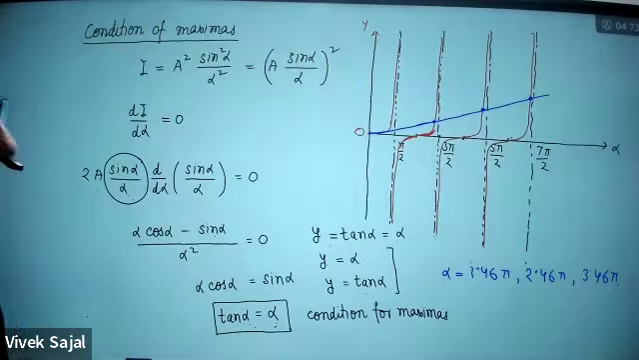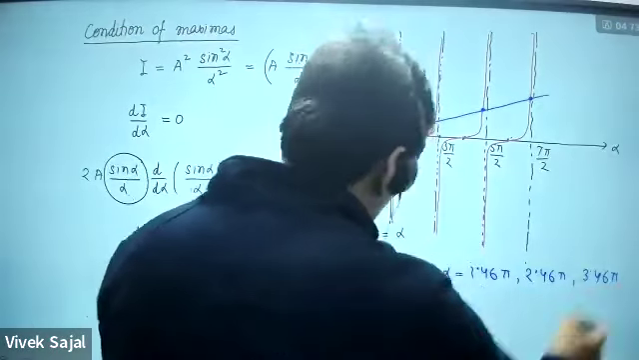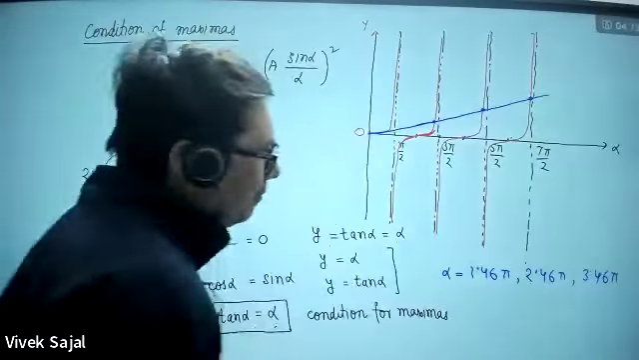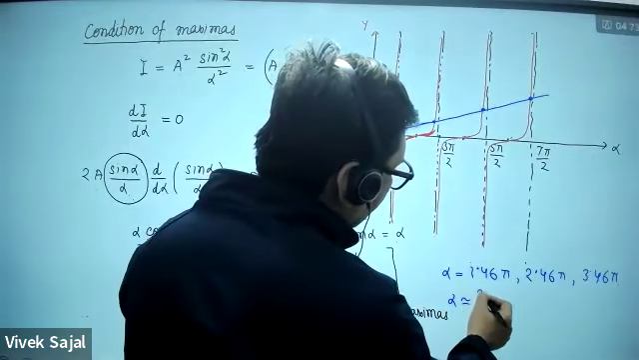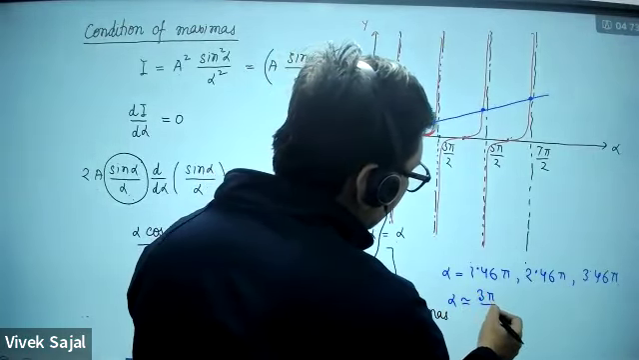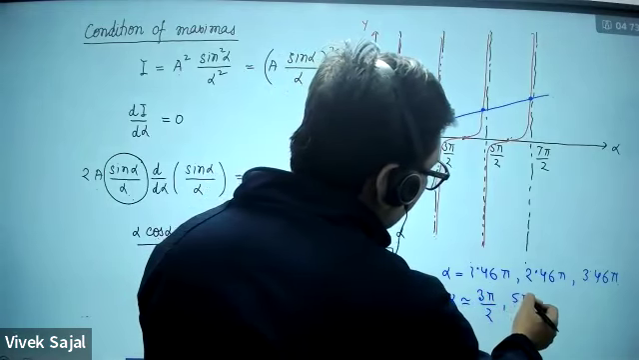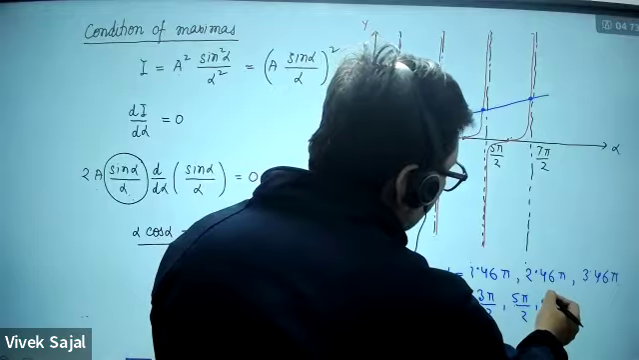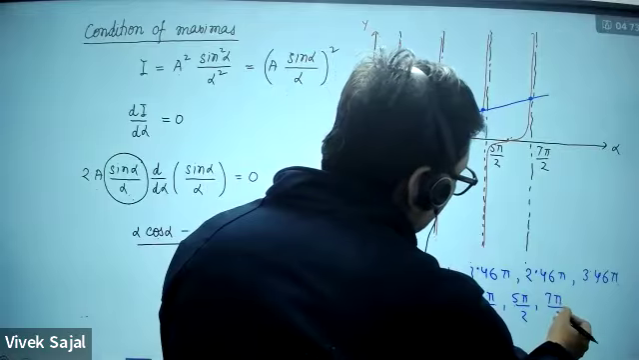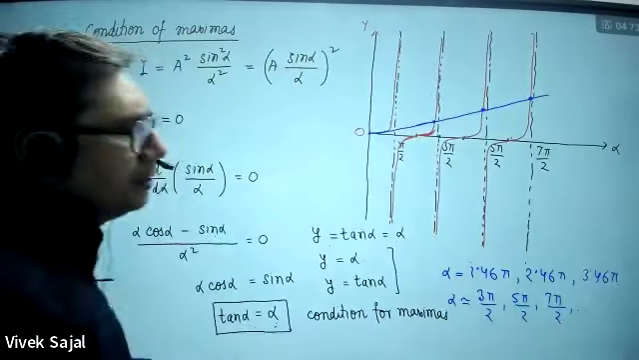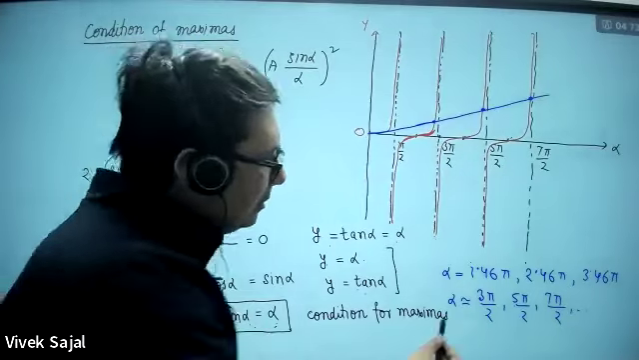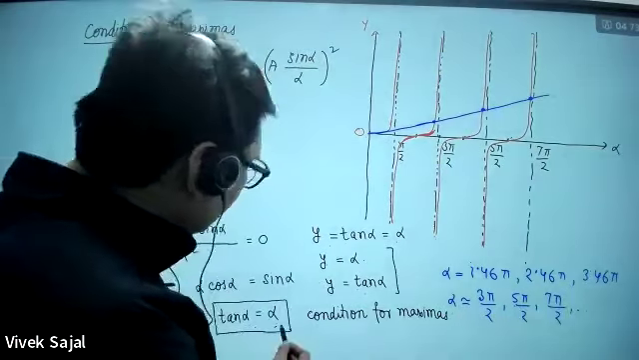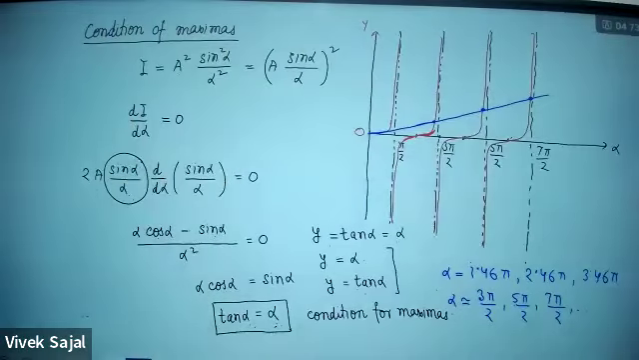This is 3.4 something, may not be exactly this, but roughly this value. If you want to approximate, you will find that it will be 3 pi by 2, 5 pi by 2, and 7 pi by 2. So these are the values of alpha where you are going to get maxima. This is the condition for maxima, and at these values of alpha you get the maxima.